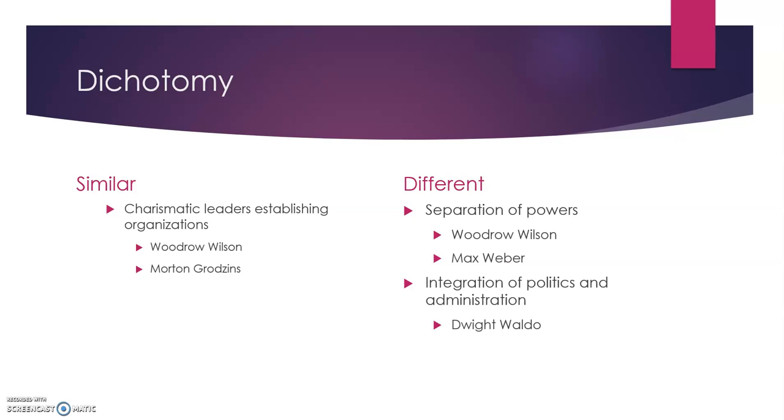and that it isn't necessarily a bad thing. So, kind of switching gears on the dichotomy part, one of the interesting things that I noticed was how both Woodrow Wilson and was it Morton Grodson's? It could have been the other fella. But the point is that they describe charismatic leaders establishing organizations. So Woodrow Wilson talks about politicians needing that charisma in order to lead those who need to be led, like the public.